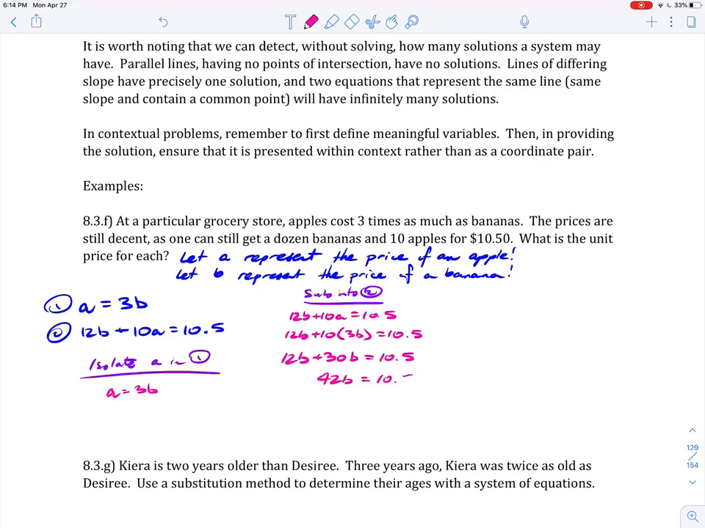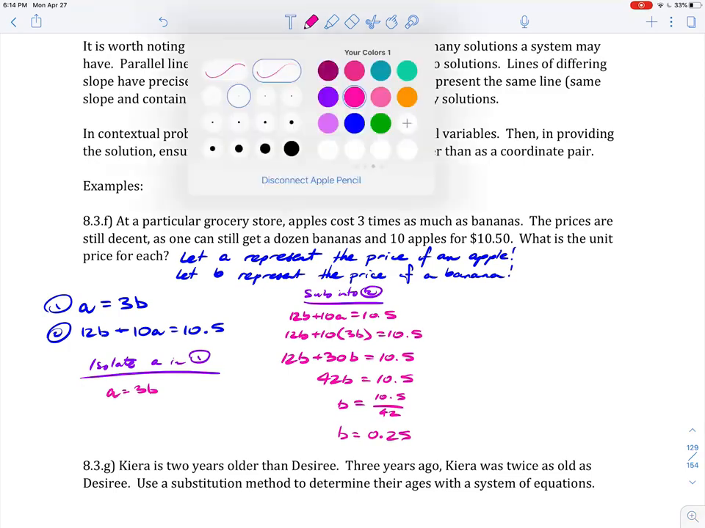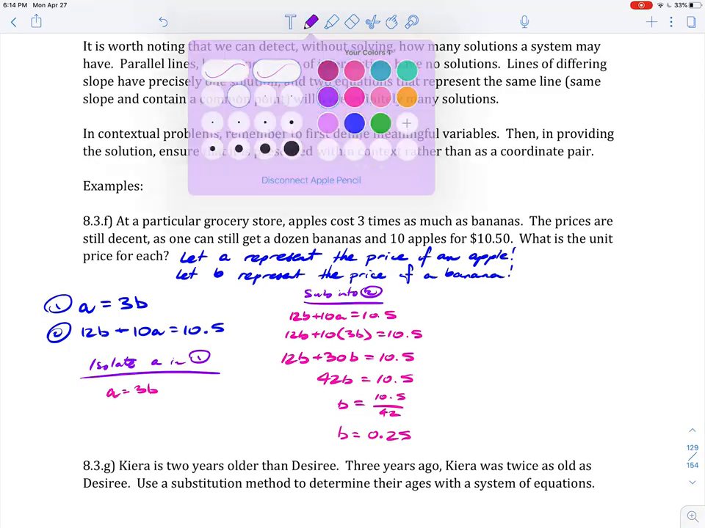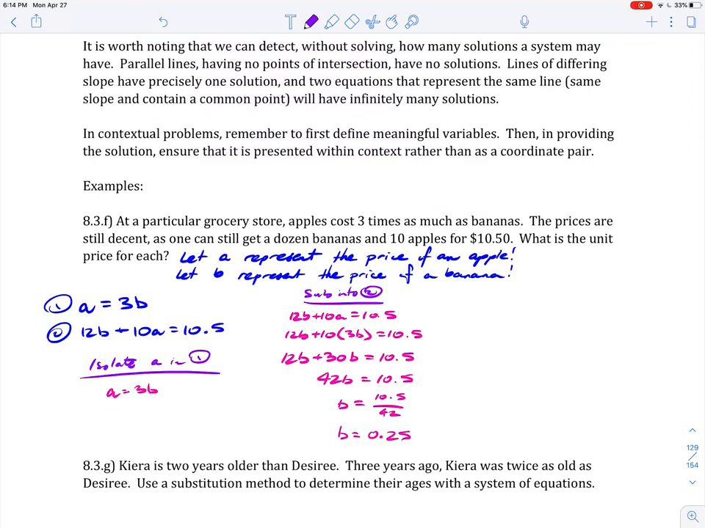12B, 30B, that gives us 10.5. 42B is 10.5. And B is 10.5 divided by 42, which these days is about that many. Neat.